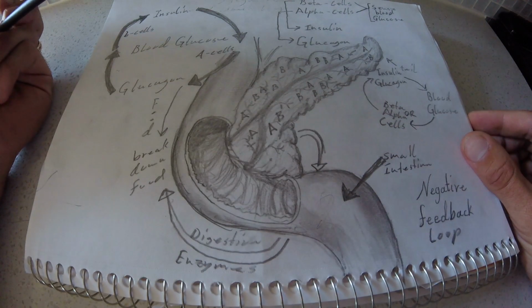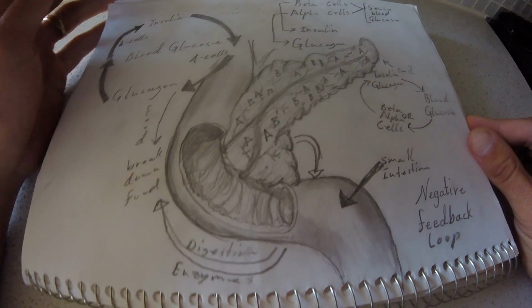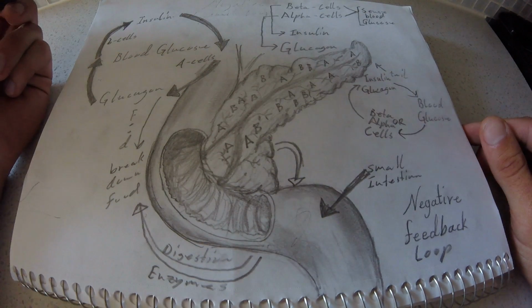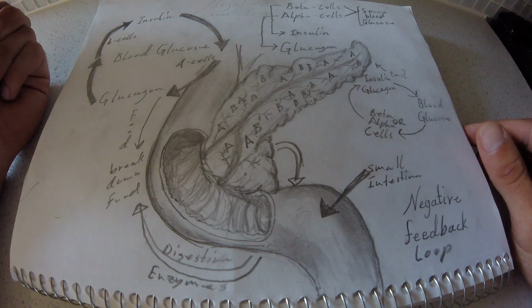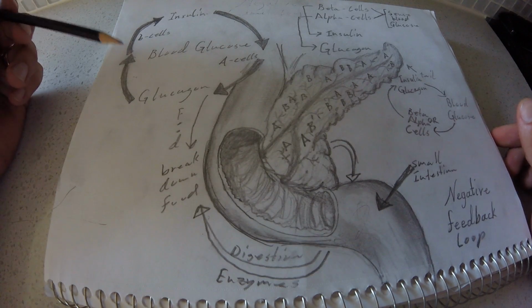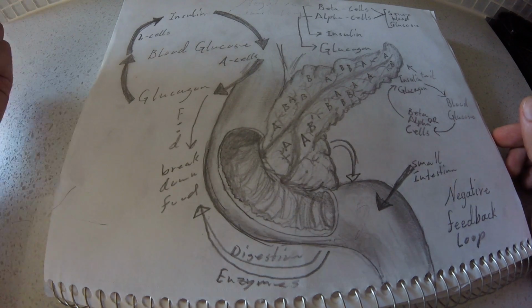Right here, what the pancreas also does is it makes beta cells and alpha cells. Beta cells produce insulin, alpha cells produce glucagon. So a negative feedback loop is we eat a burger or some ice cream, our blood glucose levels increase.